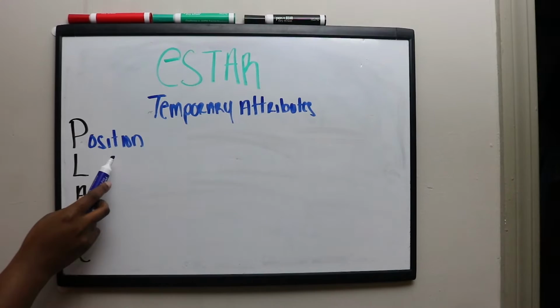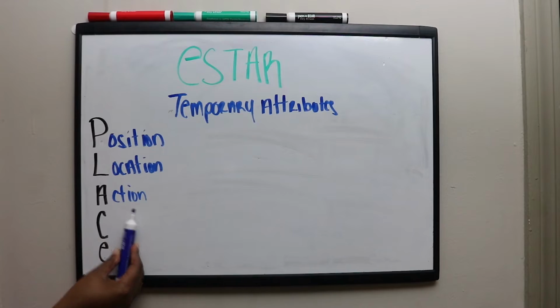The best way to understand how to use estar is going to be the acronym PLACE. Position, location, action, condition, emotion. Okay, again, these are all temporary situations. So you want to know how to use this in real life? Baby, we're going to use the same exact example. Me and my girl Raquel pulling up to my cousin's little cookout right before we about to go out. Let's get into how we're going to use this in real life.